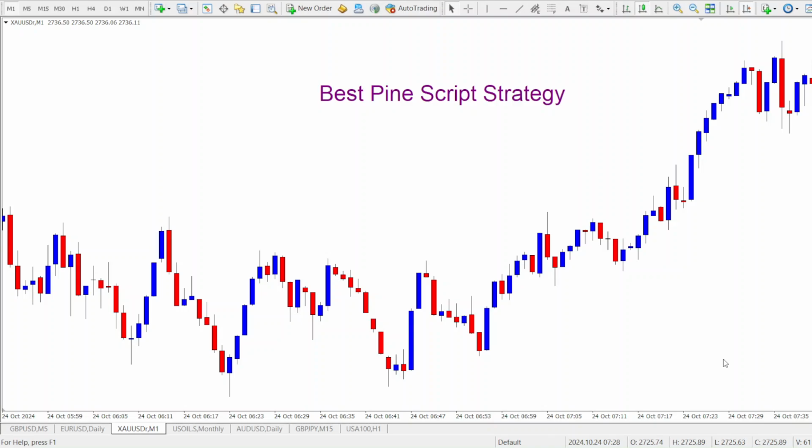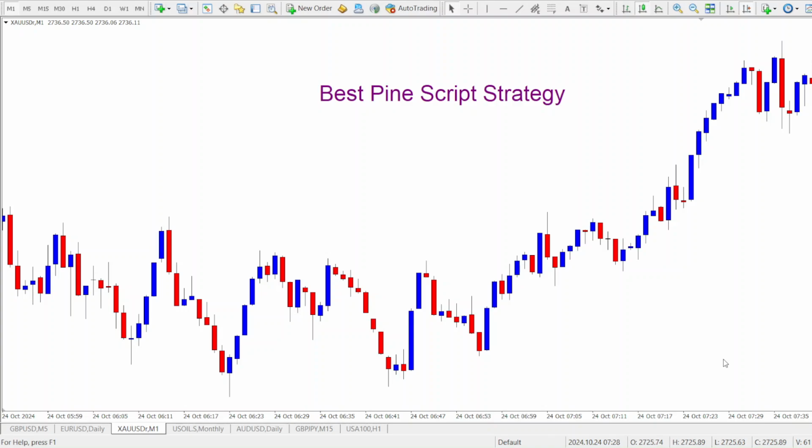Now Pine script is an essential tool for traders, allowing for customization and automation of trading strategies. So let us just get right into it. Okay, first let's talk about what PineScript is. PineScript is a powerful scripting language that lets you create custom indicators and strategies on TradingView. This means you can tailor your trading tools to fit your personal trading style.